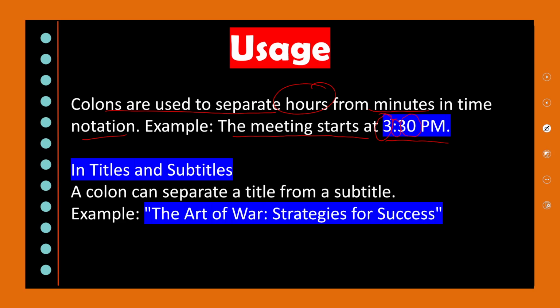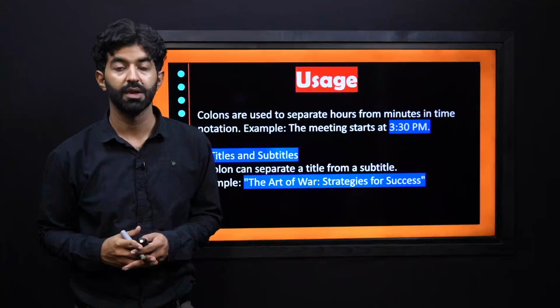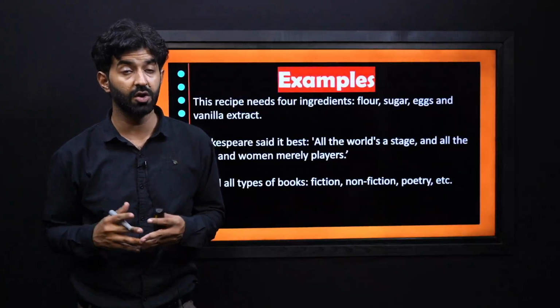We can also use a colon in titles and subtitles. For example, a colon can separate a title from a subtitle. Here is the title of a book: The Art of War: Strategies for Success. Now this part over here is our title and this part is our subtitle. And the title and the subtitle are separated by a colon. It is as easy as it looks.